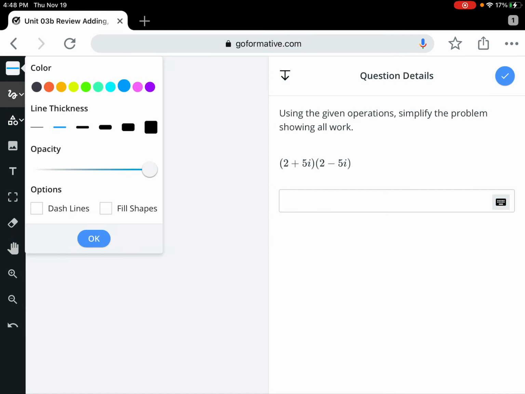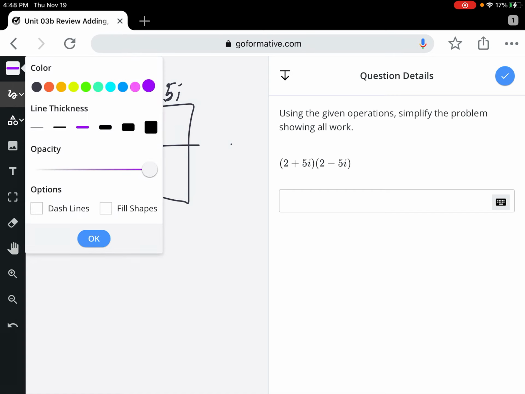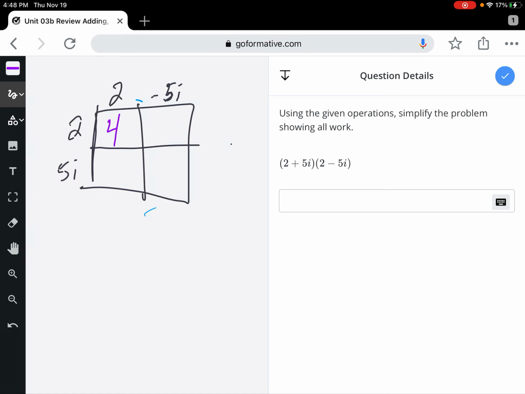Number 9. This one's a little bit fun. Okay, this one was 2 plus 5i and 2 minus 5i. 2 times 2 is 4, negative 10i, positive 10i, negative 25i squared.